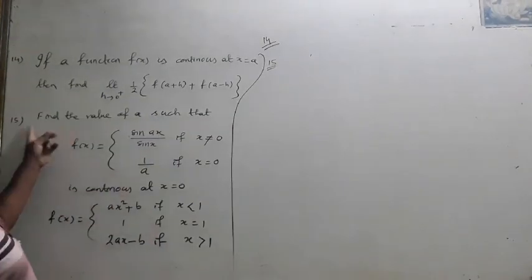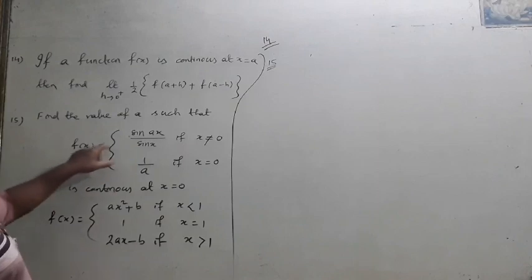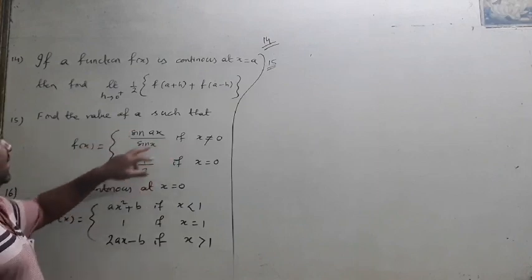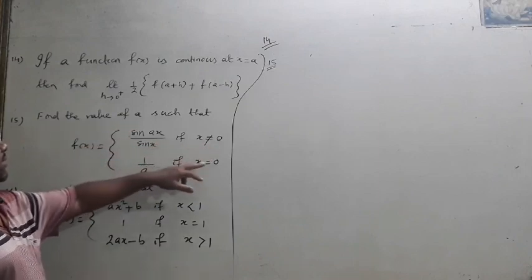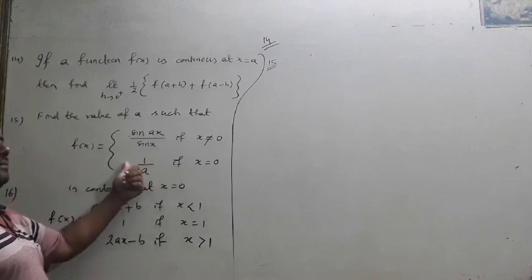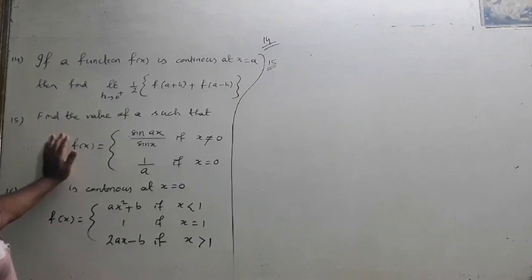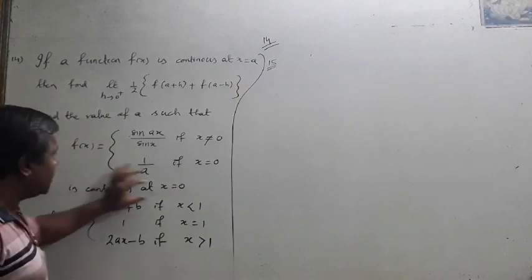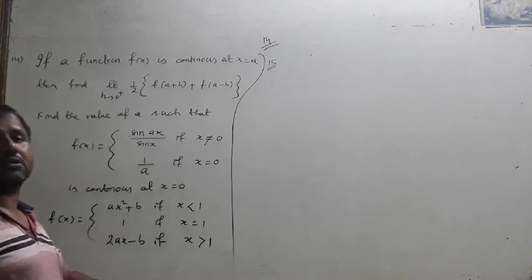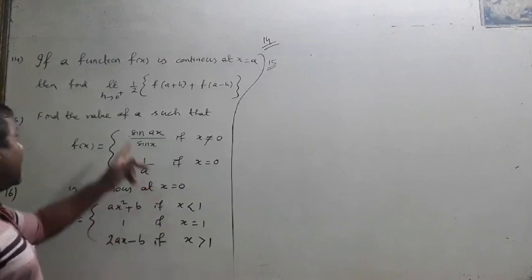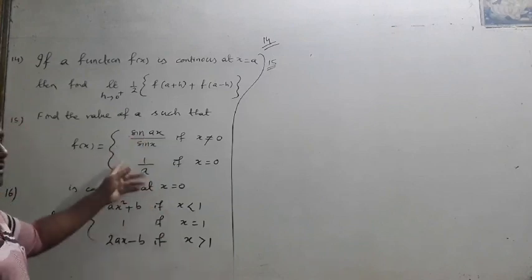Here it is a different problem, number 5. Here the function is sin ax by sin x for x not equal to 0, and when x is equal to 0, it is 1 by a. In this question, it is given that the function is continuous. But the question is, for what value of a is the function continuous?